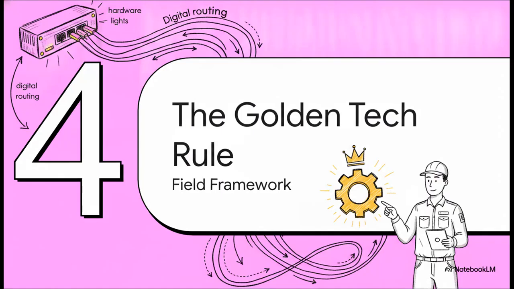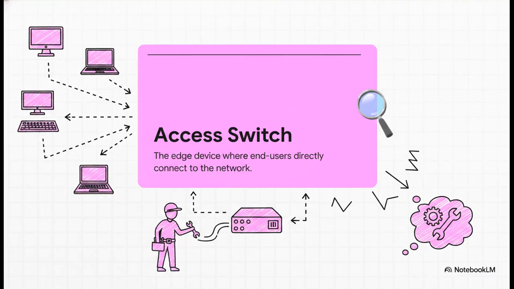Okay, on to our final piece, Section 4, the Golden Tech Rule Field Troubleshooting Framework. So in enterprise environments, the switch where daily office users plug their computers in is called the access switch. Sitting at the very edge of the network infrastructure, this device is a field technician's bread and butter. If you work in IT, you will spend most of your time right here, troubleshooting user connection issues.